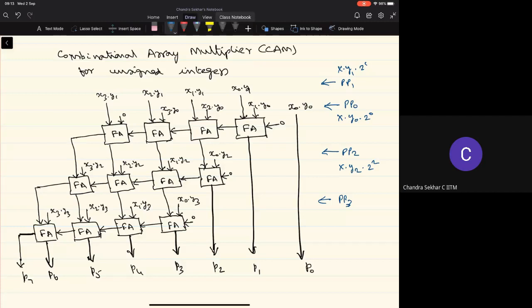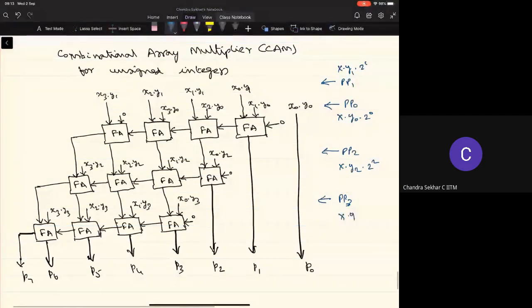And to that sum, we finally have to add x y3 2 power 3, right? So that's what you can see here for the final set of full adder circuits. We have x0 y3, x1 y3, x2 y3, x3 y3, and then we are shifting it by 3 bits. And then that partial product is added to the sum of the first 3 partial products, so that we get the final product.